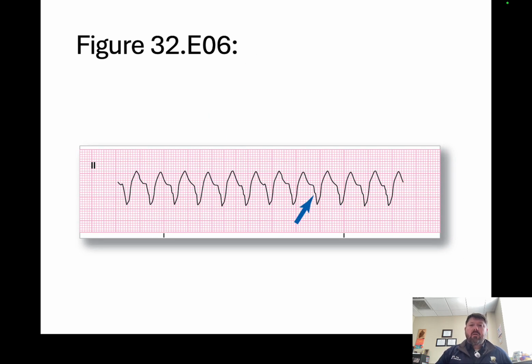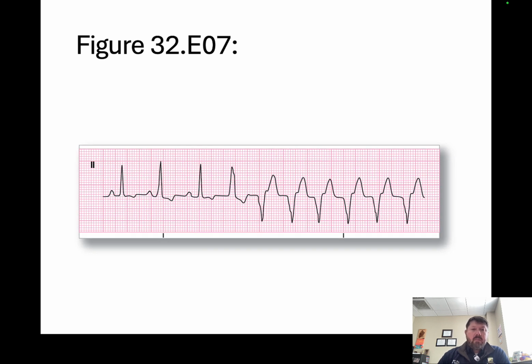The blue arrow on this one indicates a possible Josephson sign, which is a P wave, or it could just be part of the S wave. And it's at a rate of 150, wide complex, so it is ventricular tachycardia.